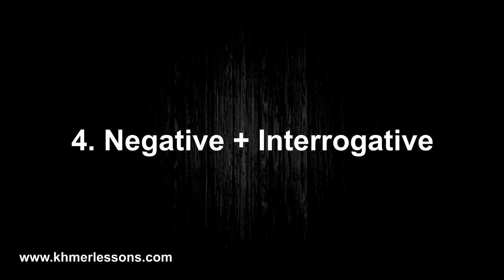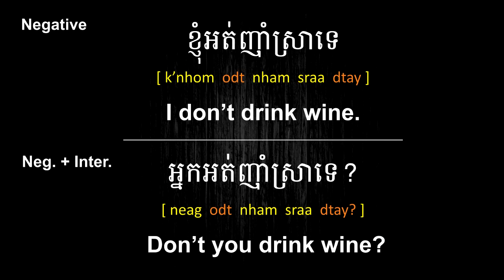Okay, now we go to see the last point. Point 4, we're going to learn how to use negative plus interrogative. In this point, I will not have a formula for you, because how to use it is the same as using negative. Let's see examples together. I have two sentences for you, using the same sentence, just changed a little bit. The first one is negative.